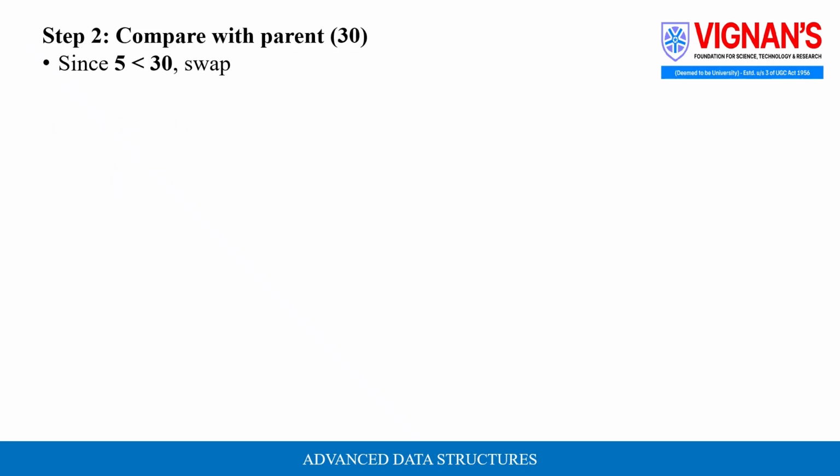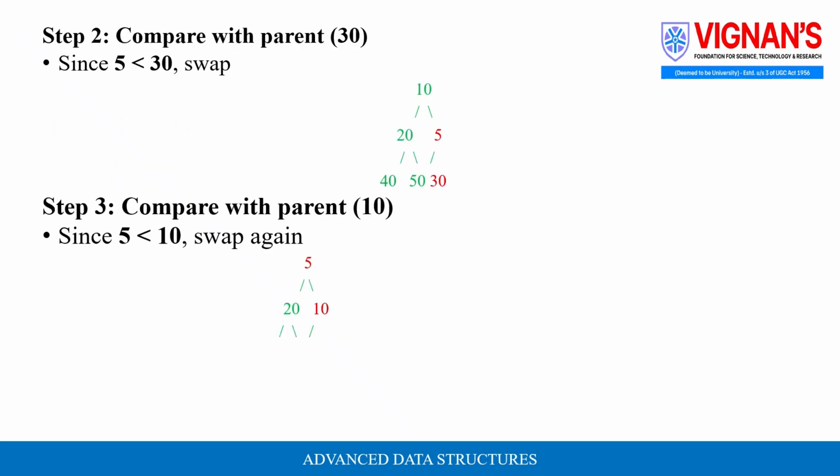Step 2. Compare with parent. Now, the newly inserted element 5 is compared with its parent, which has the value 30. Since 5 is less than 30, the two elements are swapped. After the swap, 5 moves upward and 30 moves down in the heap. Step 3. Compare with parent again. Next, the element 5 is compared with its new parent, which has the value 10. Since 5 is less than 10, they are swapped again. Now, 5 becomes the root of the heap.